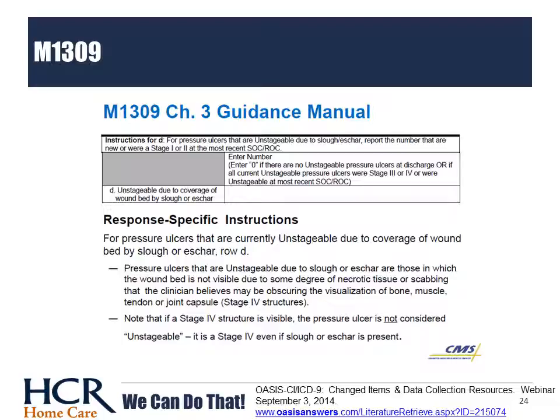Okay. One reminder. Remember, if you are ever assessing a pressure ulcer and it is covered significantly in slough or eschar, but a stage 4 structure is visible, such as bone, muscle, tendon, or joint capsule, then you can automatically stage it as a stage 4, despite how much slough or eschar is present. Again, if you see a stage 4 structure, you will automatically be staging it as a stage 4, despite how much slough or eschar may be present.